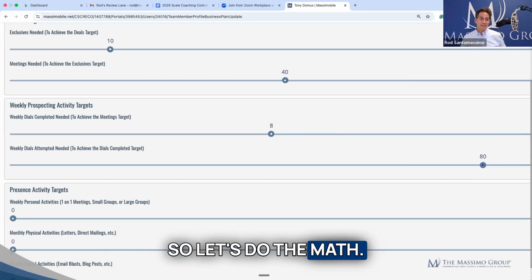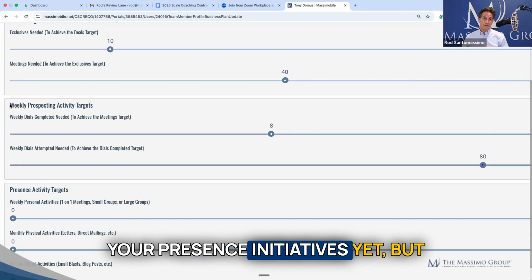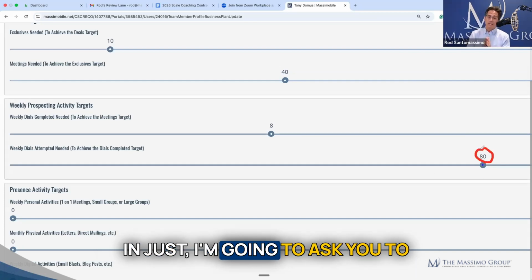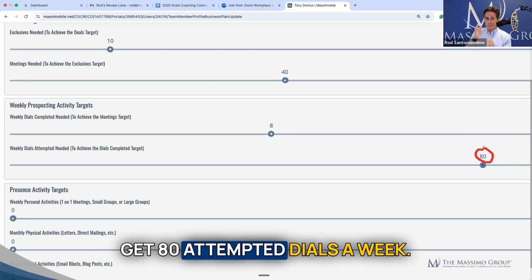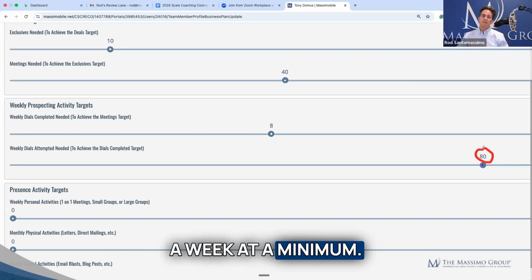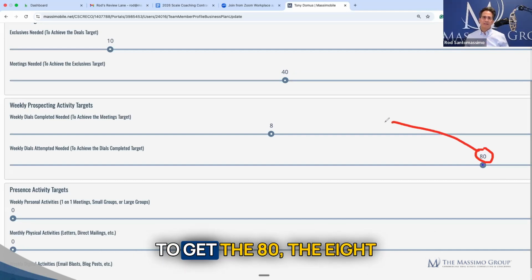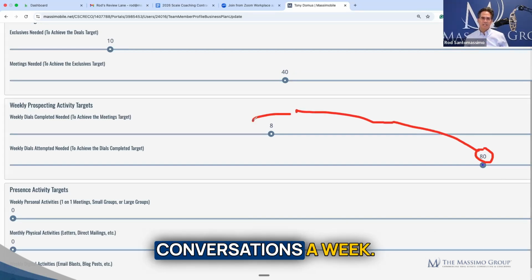So let's do the math here and go all the way back now. In this ultimate business plan, we haven't gotten through your presence initiatives yet, but in your business plan, I'm going to ask you to get 80 attempted dials a week, at a minimum. Some of you do much more. Some of you should not do less. To get the 8 conversations a week, 80 dials.